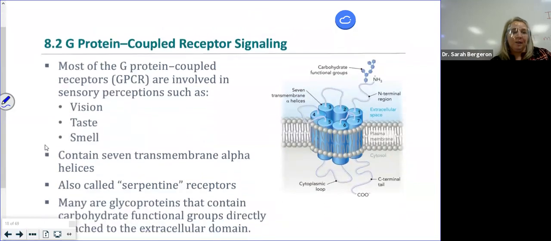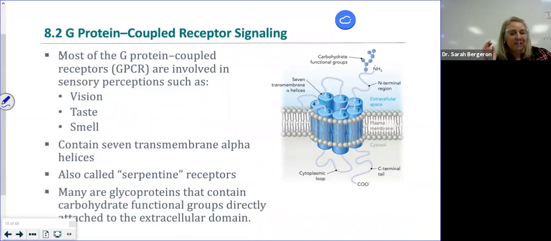All right. So now we can start the fun stuff. The fun stuff is where we talk about each of the individual receptors in extensive detail, right? So the first one we're going to talk about are those G protein coupled receptors. So we call them GPCRs. What you're going to see is that a lot of our sensory perception is controlled by GPCRs.